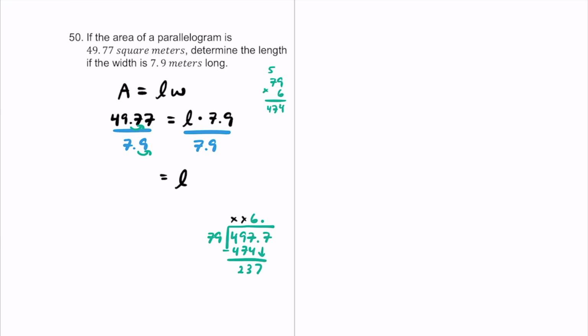Bring down the 7. And let's see, I think this is actually going to be exactly 3. 79 times 3. I know 80 times 3 is 240, and it's a little bit off from there. So let's see, that's 237. Cool. So that's going to be exactly 237 if we put a 3 up there. So the remainder is 0. So the length here is going to be 6.3. And so we can say the length is going to be 6.3 meters.